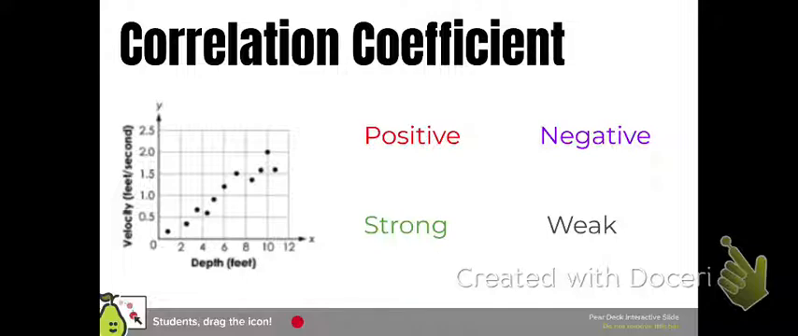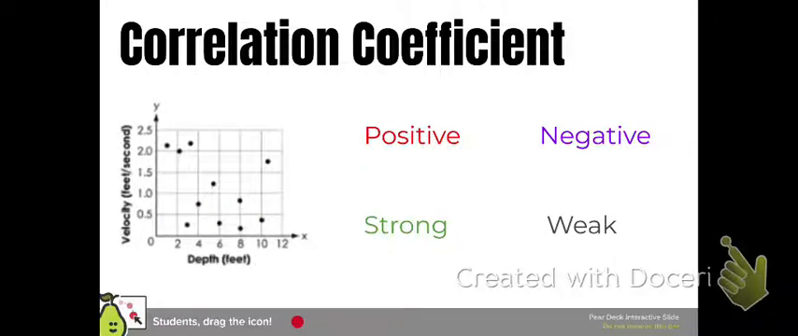So like this one, positive or negative? It's going up from left to right, so that means positive. Strong or weak? Strong, because the points are fairly close to that line. And one more, positive or negative? This is going down from left to right, so it would be negative. Strong or weak? This would be weak because the points are scattered further away from the line of best fit.